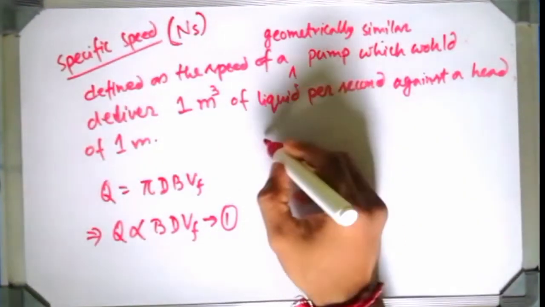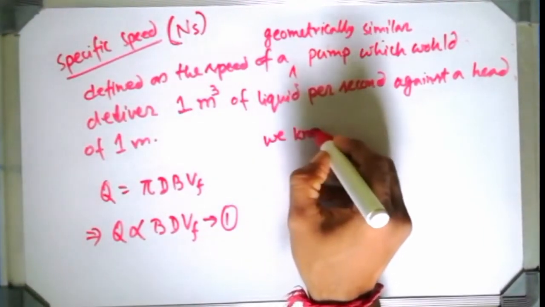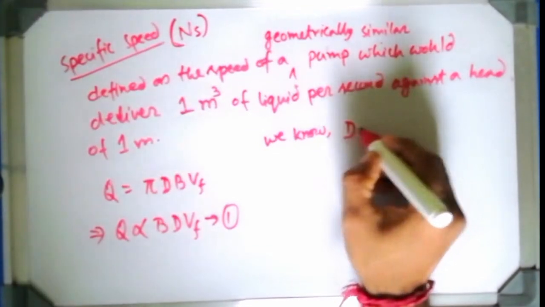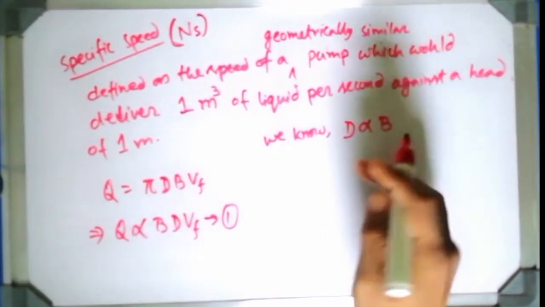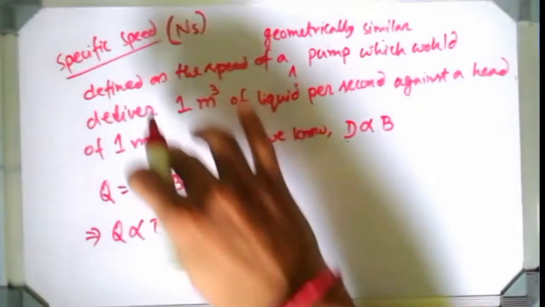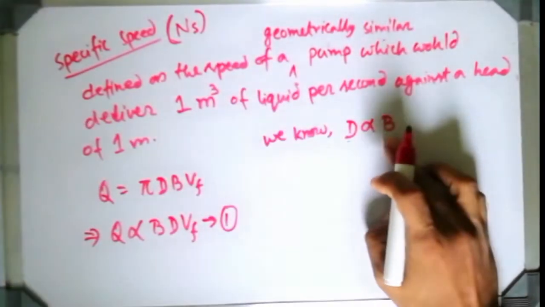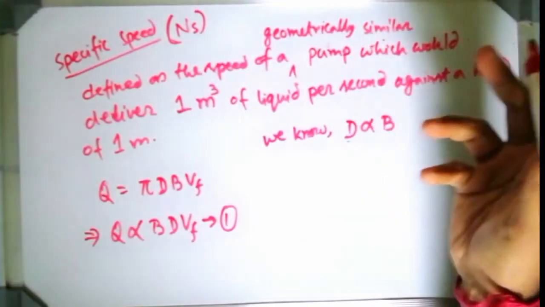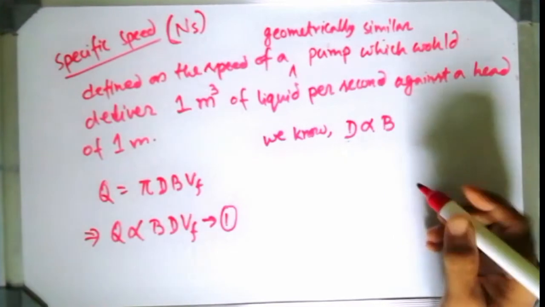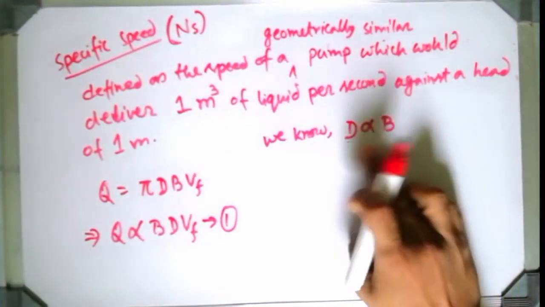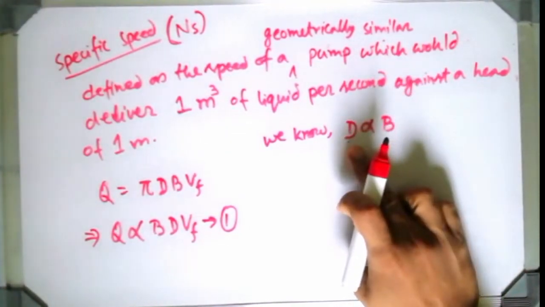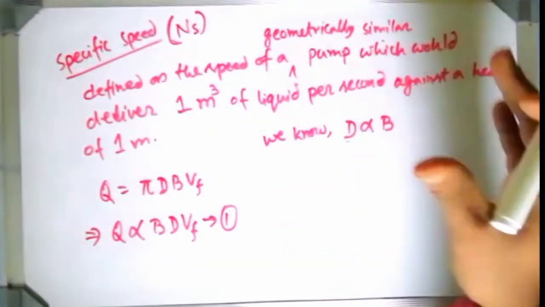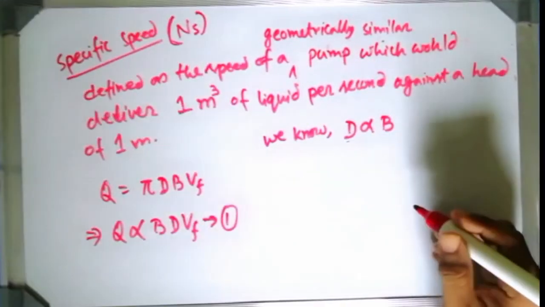Okay, now again we know that D is proportional to B, because if the diameter of the blade is getting increased, the width of the blade is also getting increased in the same fashion. So they are directly proportional. B is the width of the blade and D is the diameter of the blade. If the diameter is increased, then the width of the blade is also increased.